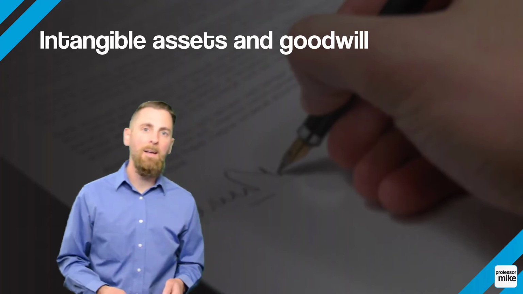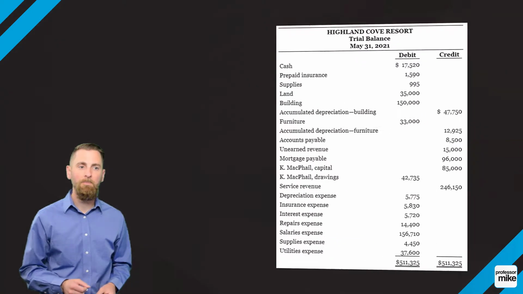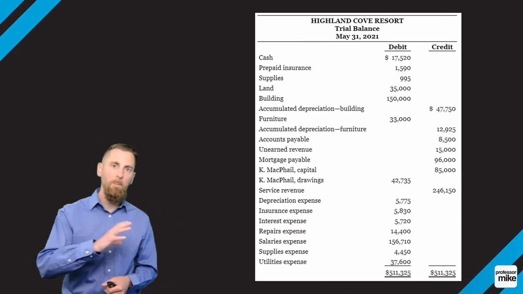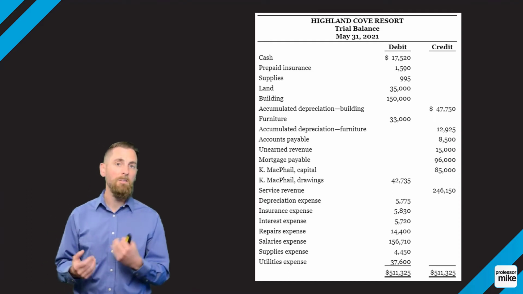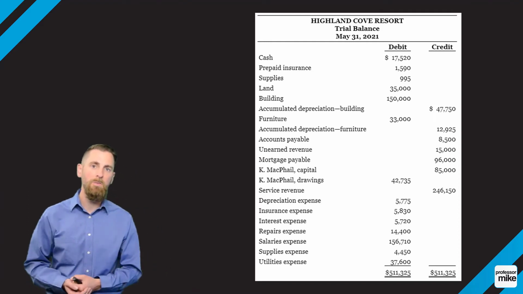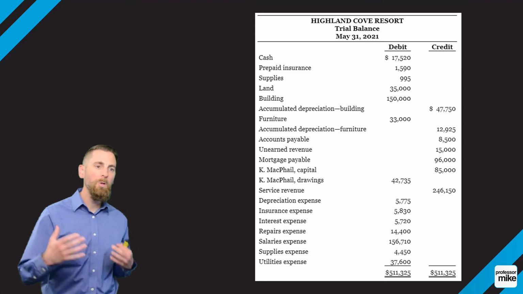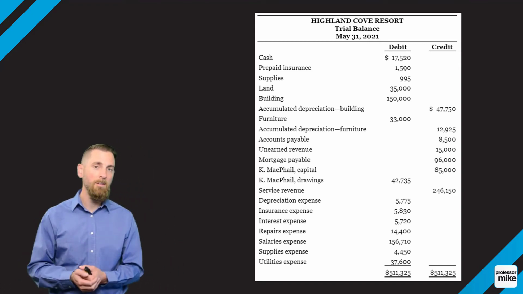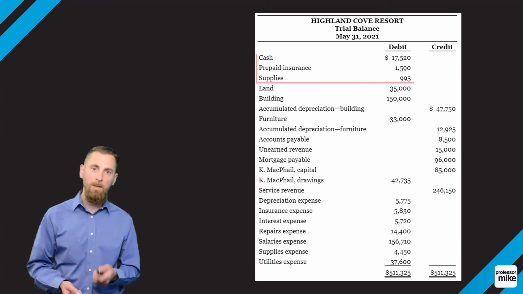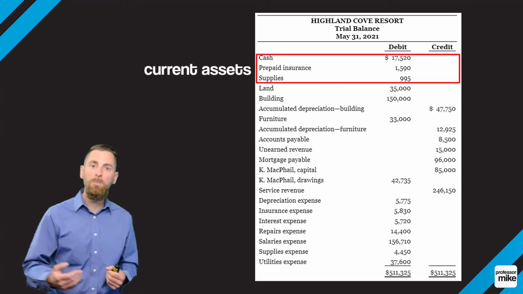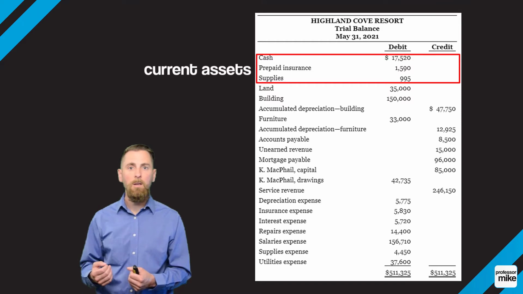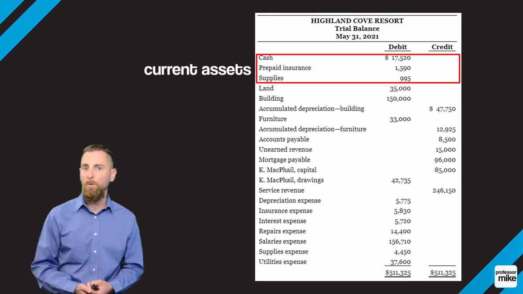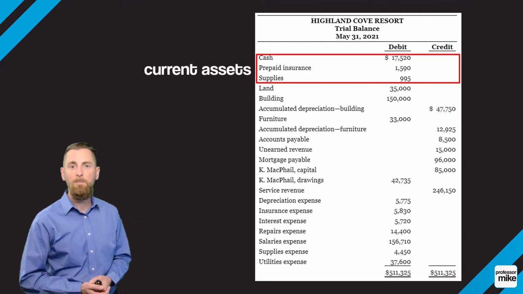Let's take a look at a hypothetical company. We've got Highland Cove Resort here, and they've got a trial balance here where they have some assets, some liabilities, and some equity items listed. So if we're looking at this trial balance and we want to identify the current assets, well, they're just right up here. And if we want to identify the long-term investments, we take a look and we see there aren't any, so we wouldn't include those on the balance sheet because there aren't any.